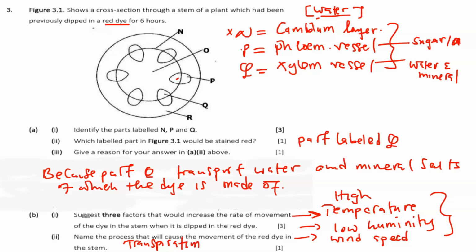That is the process that causes the movement of water, that causes the movement of the red dye in the stem. So the answer is transpiration. Okay, so we have fully answered this first question. Like I said, please, on this part, this is the dicotyledon stem, the cross section. You need to know also the monocot. How does it look? How is the arrangement of vascular bundles?